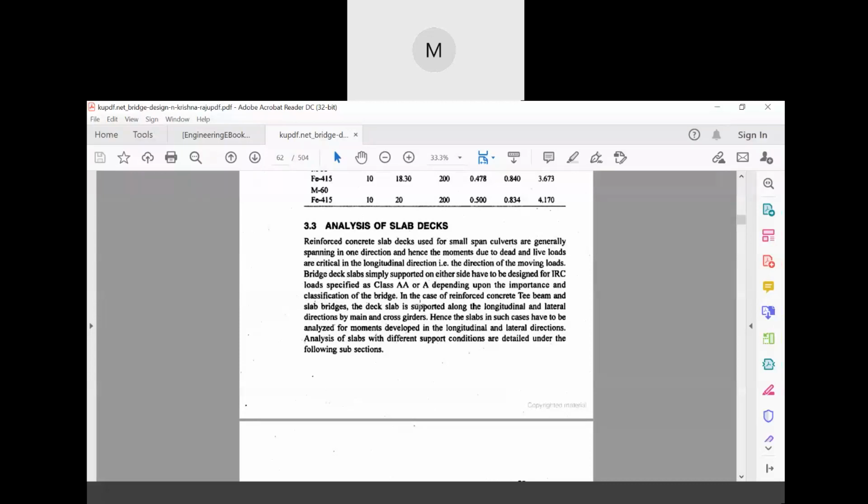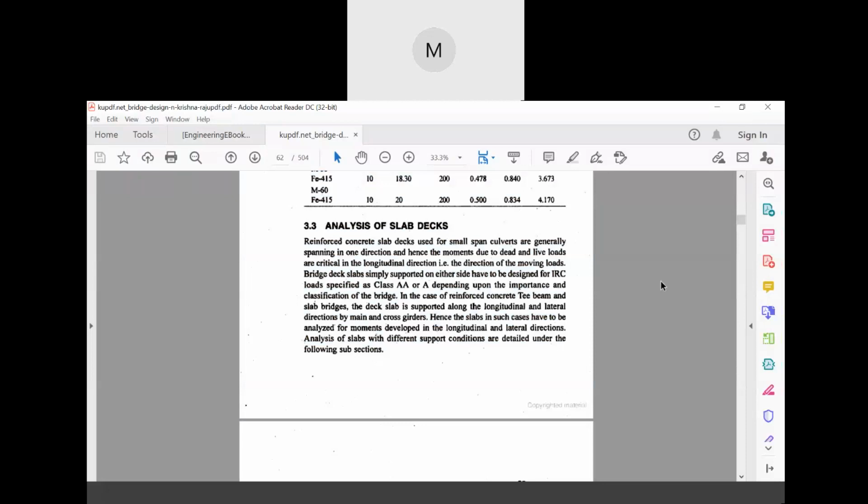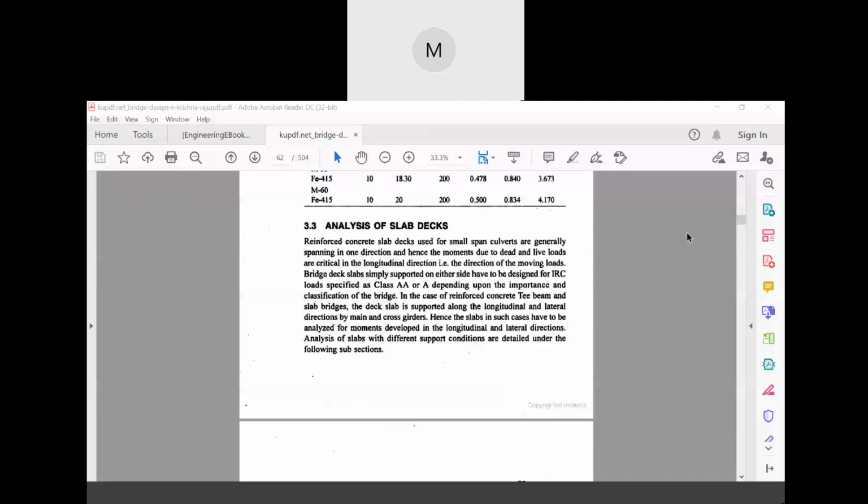in case of RCC T-beam bridge and slab bridges, the deck slab is supported along the longitudinal and lateral directions by main and cross girders. So, in case of simply supported, we have to design the bridges depending upon the different IRC loads like class AA or class A. On the other hand, if it is a T-beam bridge, then we have to find out the moments that are developed in longitudinal and lateral directions. Okay. Now, with different support conditions, we have to do the slab analysis, right?